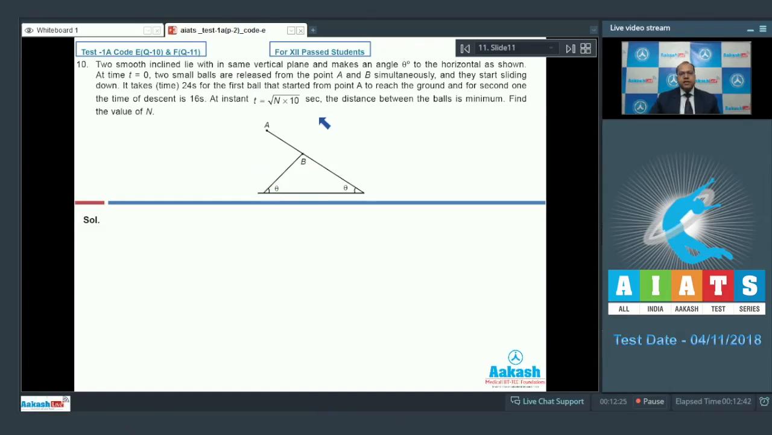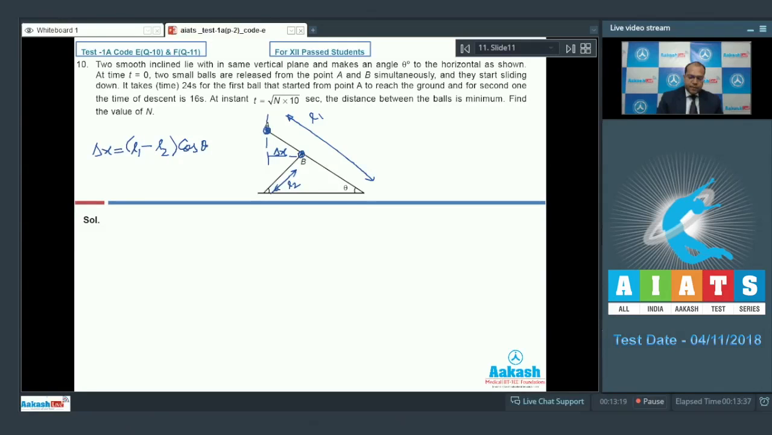At this instant it is given that the distance between the balls is minimum, so we have to calculate the value of n. First of all, analyze the situation. At t equal to 0, the first ball is at this position and the second ball is at this position. So we can say that the effective separation in the x direction between them is this. If I say this is delta x, and I consider this as my L1 and this as my L2, then delta x is equal to L1 minus L2 cos theta.